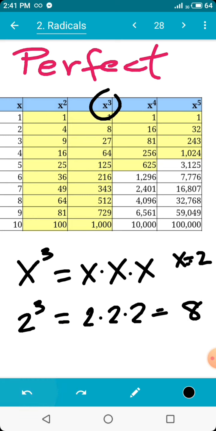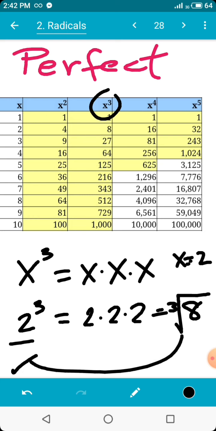Now, what if gusto natin ibalik to dito sa original na number or yung base? So, ang mangyayari lang is we need to get the cube root of 8. Okay? And the cube root of 8 is the base na 2. Alright? So, later, pag kumuha tayo ng cube root, dapat medyo familiar na tayo dun sa samples ng perfect cubes para mas mabilis mag-simplify.